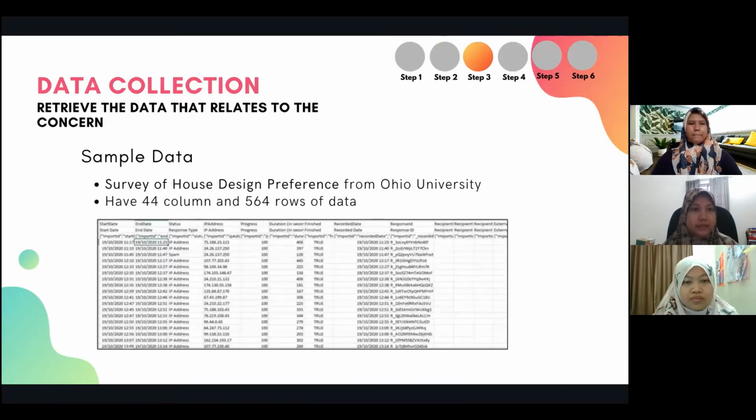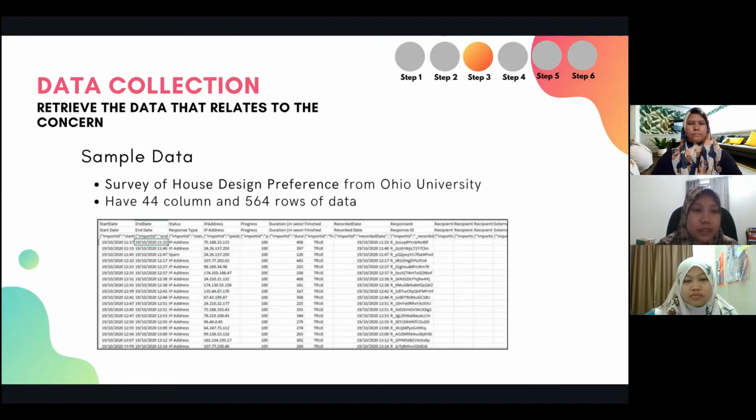Okay. Step number 3 is data collection. The data collection is to retrieve data that relates to the concern. This is our sample data that we get from a survey of house design preference from Ohio University.